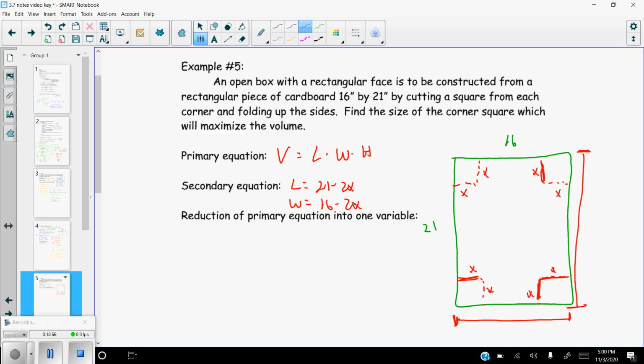And when I fold this thing up, you have to visualize this a little bit. When I fold this thing up, the height of this thing is really just going to be this X. Okay, when it's folded up, that's the height. So the height is just the length of X. So now I can replace the length, the width, and the height with all 3 of those equations and put everything in terms of X. So my new volume equation is going to be length 21 minus 2X times width 16 minus 2X times height, which is X.